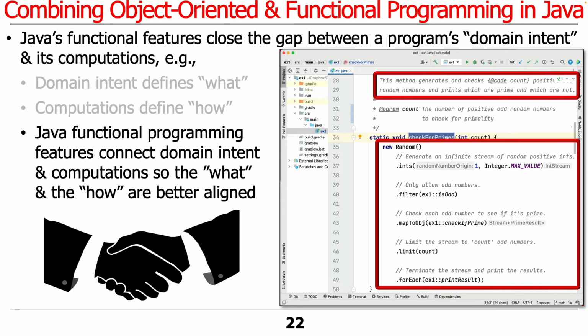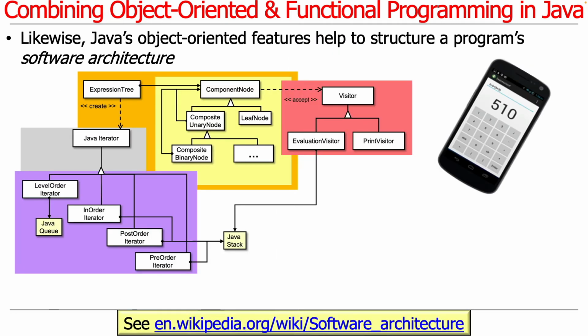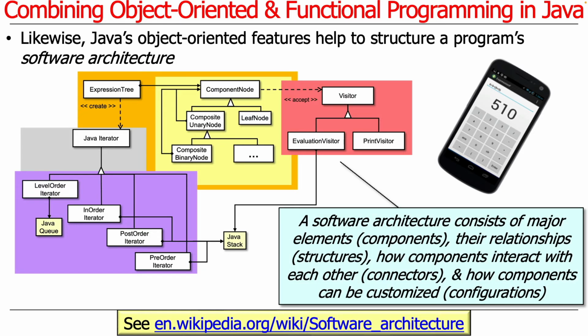Java's functional programming features help to connect the domain intent and the computations so that the what and the how are better aligned, rather than being quite distant in terms of the way they're specified. Instead, the how and the what are much closer. Likewise, Java's object-oriented features are effective at helping to structure a program's software architecture. A software architecture consists of the major elements or components, their relationships or structures, how components interact with each other, the connectors, and how components can be customized through configurations in a software-reliant system.